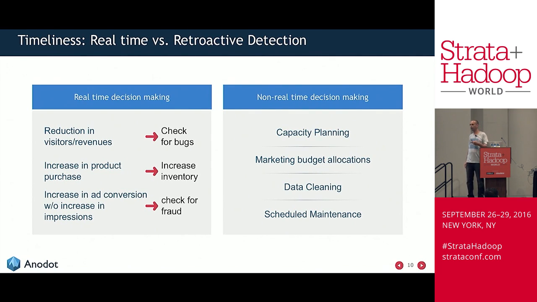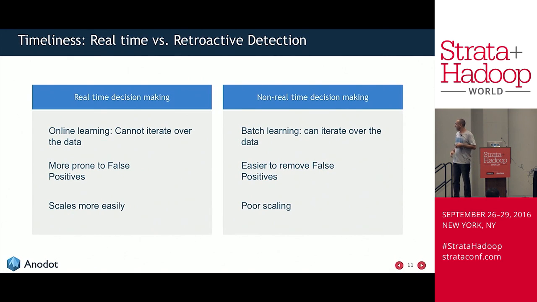Now, how does that affect what type of methods I'm going to use? For anything that's real-time decision-making, you typically need algorithms that are online and adaptive, things that constantly learn from new data. You cannot afford to go back and iterate over your data. And that leads to a particular set of algorithms compared to non-real-time decision-making.